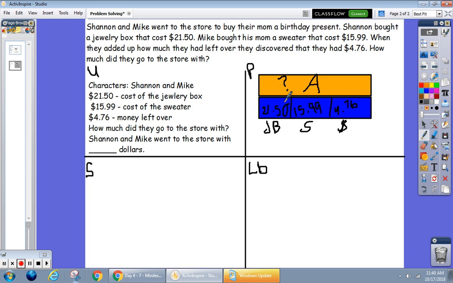All right, so I know how much I spent on the jewelry box, I know how much they spent on the sweater, and I know how much they had left over, and all together that should add up to my whole, which is how much I went to the store with. So what is my plan? Well, to find out the whole, I know all my parts, so I need to add together how much I spent on the jewelry box plus how much I spent on the sweater, plus the amount of money left over, and that should give me my answer. All right, so let's go ahead and do that.